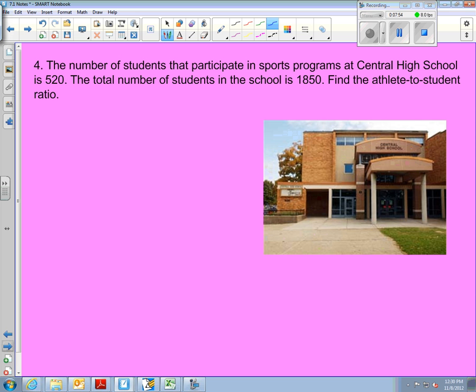Number 4, the number of students that participate in the sports programs at Central High School is 520. The total number of students in the school is 1,850. Find the athlete to student ratio. So this problem is going to be similar to the Joe Mauer batting average problem. So go ahead and finish this up for tomorrow.